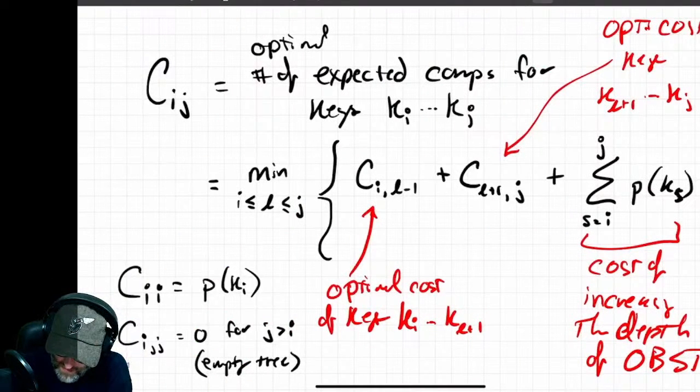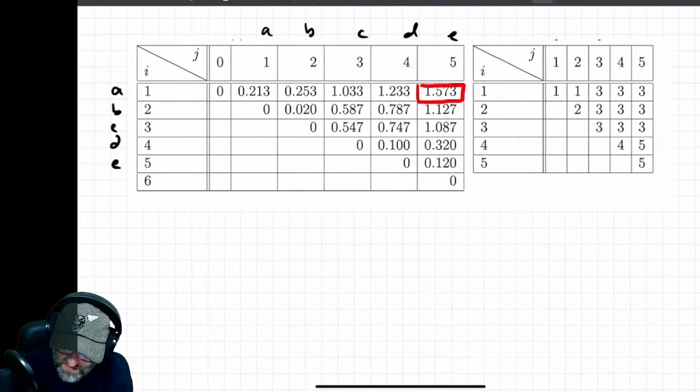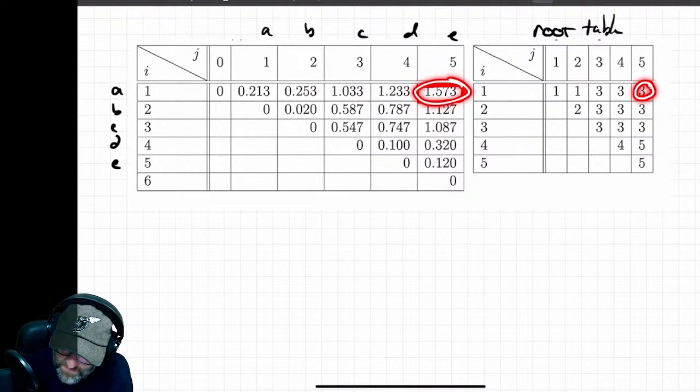So let's go back over here. I keep track of the L that gave me the min, right? And I put that into this table over here. This is called a root table. If I look up the values of keys 1 through 5, which correspond to A through E, then this entry will tell me that 3 gave me this value over here. So all I need to do is build the tree starting at 3, which corresponds to C.